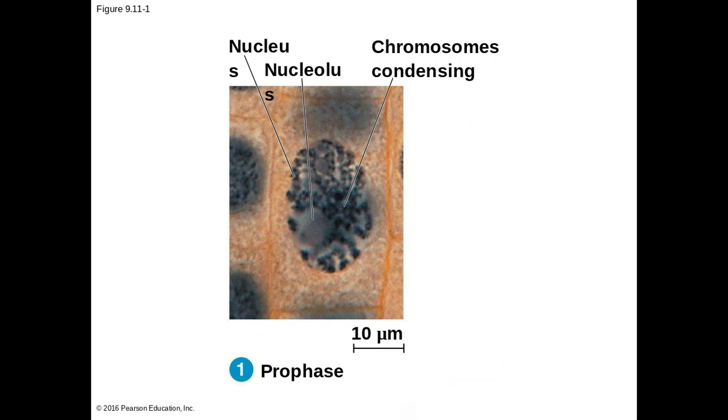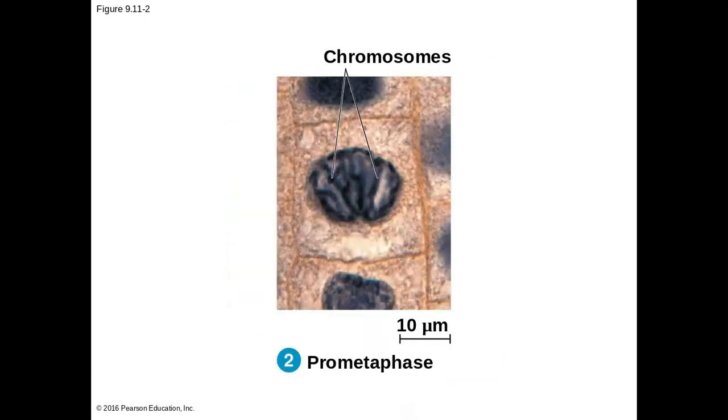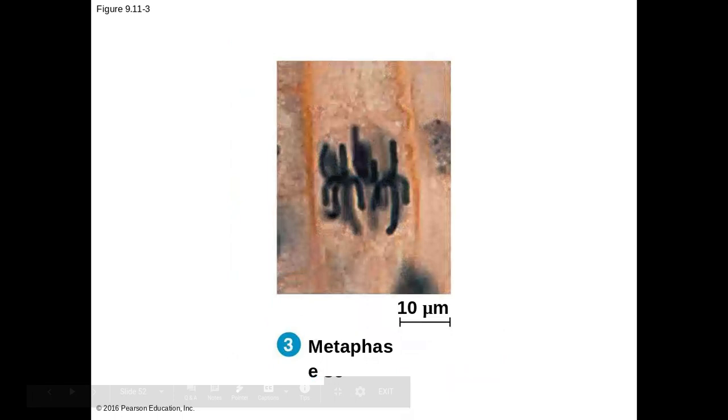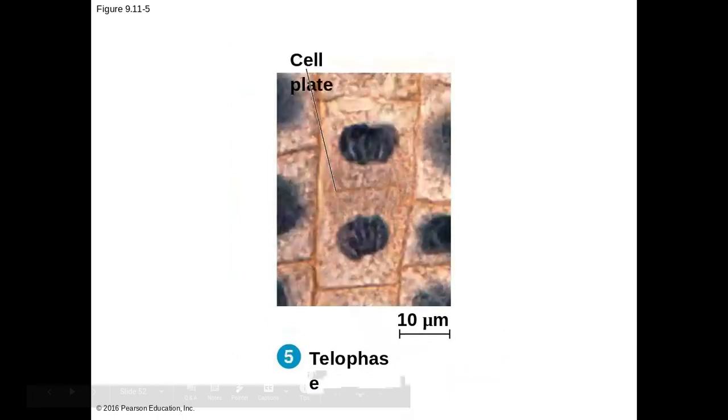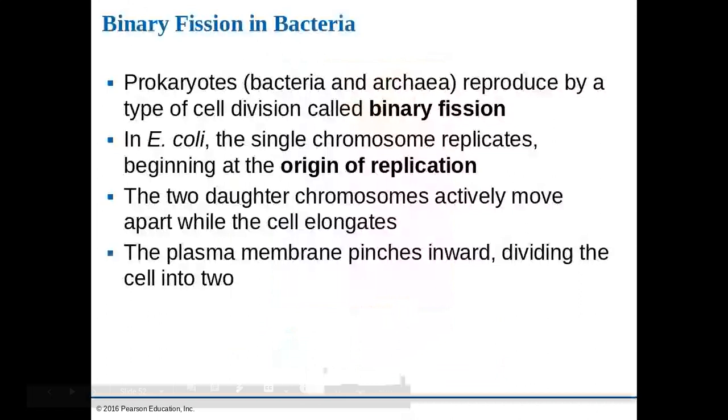And here's up close. Prophase, prometaphase, once again in the plant cell. Metaphase, anaphase, telophase. The last thing we're going to talk about is binary fission. So prokaryotes reproduce by a type of cell division called binary fission. And like we talked about, a lot of times prokaryotes are single cells. And so when they divide their cell, they reproduce not only the cell, but the entire organism. So a lot of these prokaryotes also only have one chromosome.